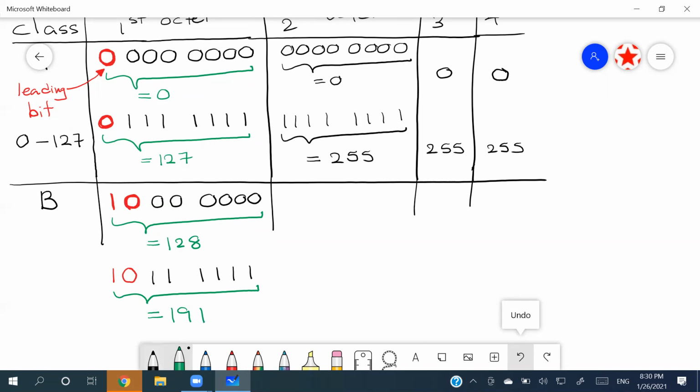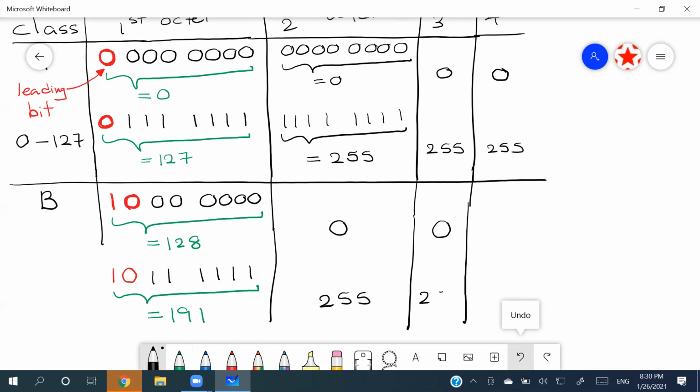Right? So rest of the octets again act the very same way as they act in the previous manner. So they are 0 to 255, the range is. So that gives you the range of class B from 128 to 191.